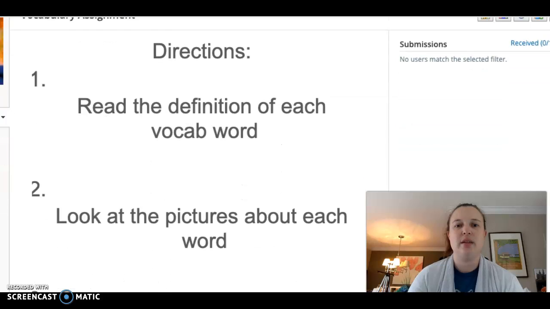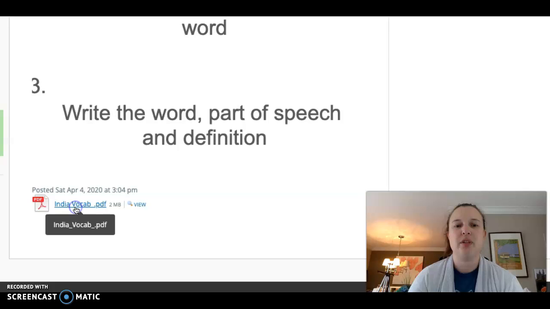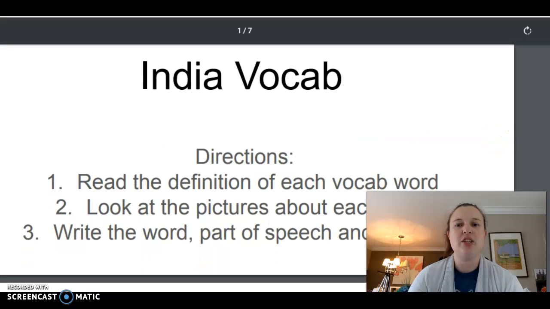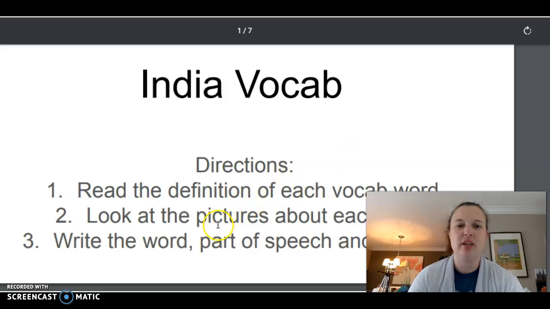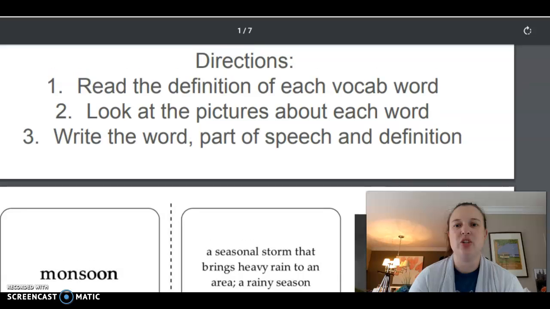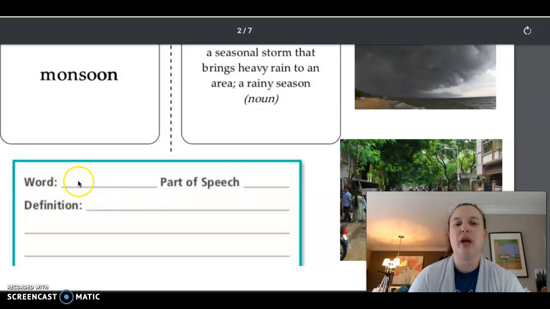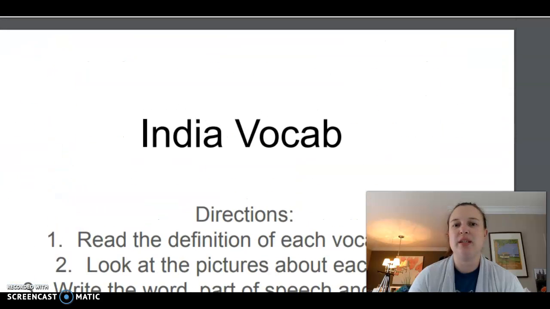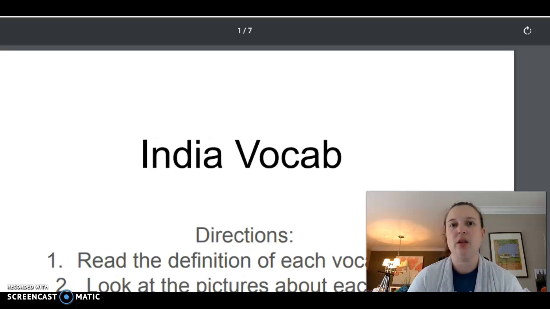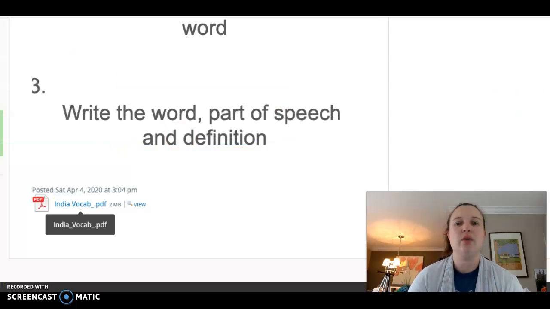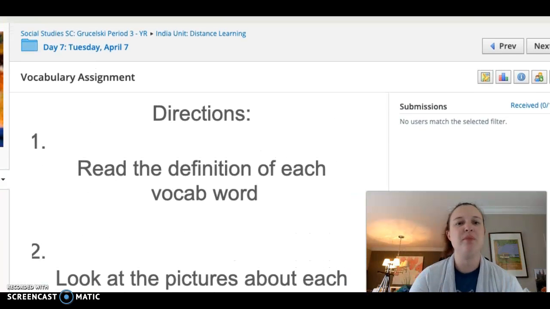So for the assignment, I gave you a list of vocab words. Let's look at it. I made some slides for you with the directions. So you're going to read the definition, look at the pictures, write the word, part of speech, and definition. So here's an example of one of the words. So you have the word, the definition, some pictures. Now your job in Notability is just to practice writing the word. Tell me what part of speech it is. This is a noun. And then the definition. So again, this work is not too difficult. It will probably take you maybe about 10 or 12 minutes. That's it. So you submit that in the vocabulary assignment and you're done.